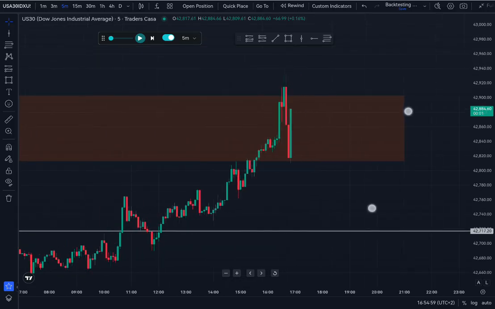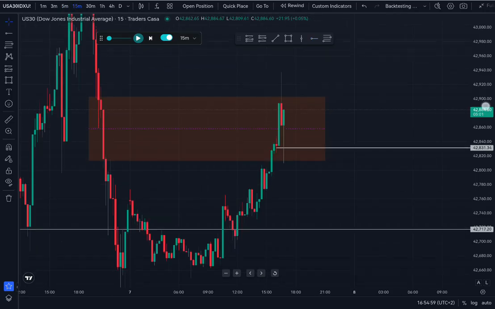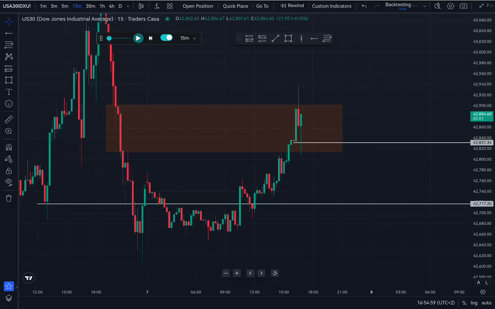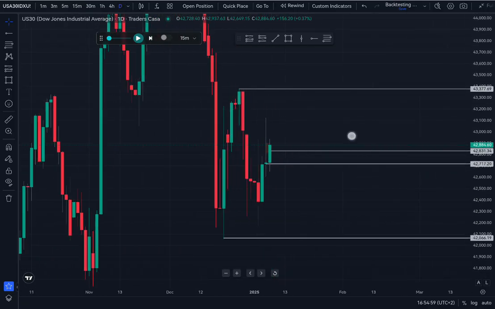Nice push below this area here. That can be considered a market structure shift bearish, but the 15-minute does not say so. The 15-minute just says we are still bullish, so I'm going to let this day slide and let's see the next day.